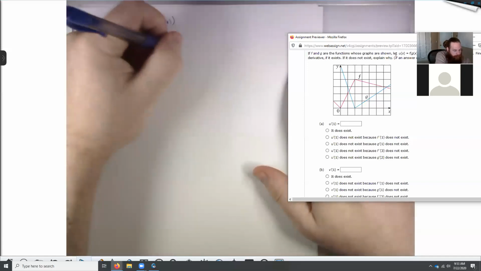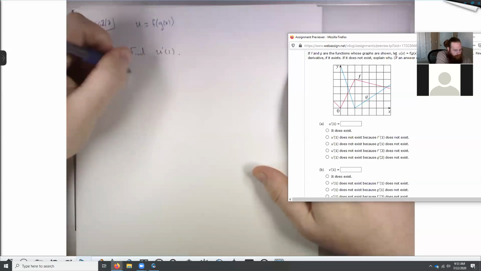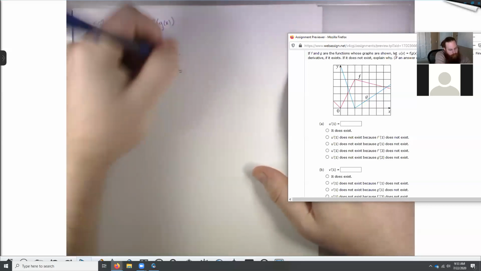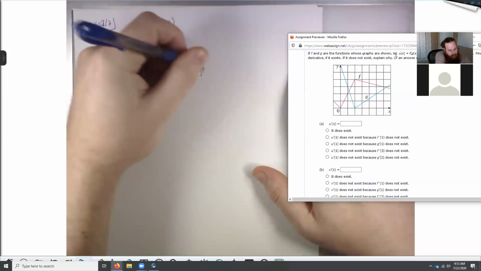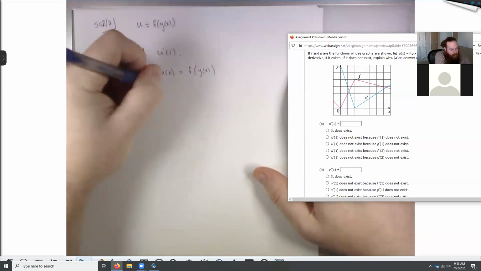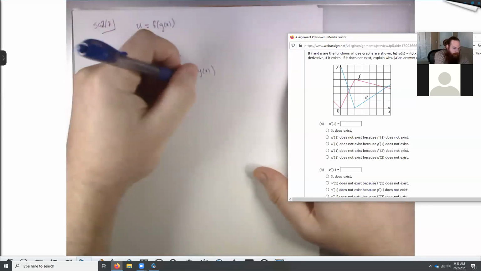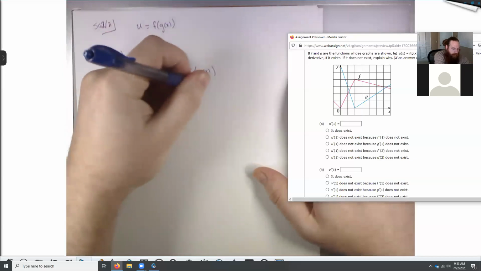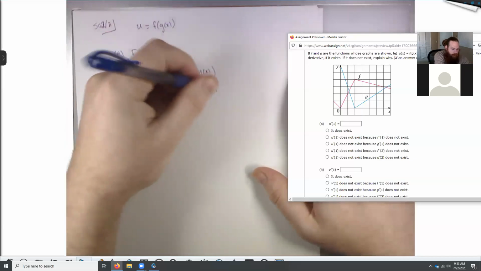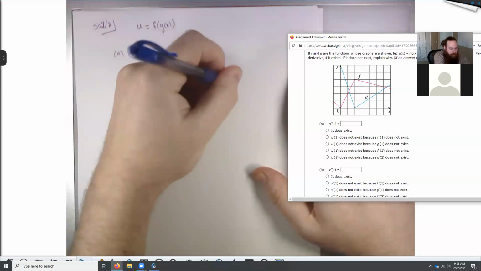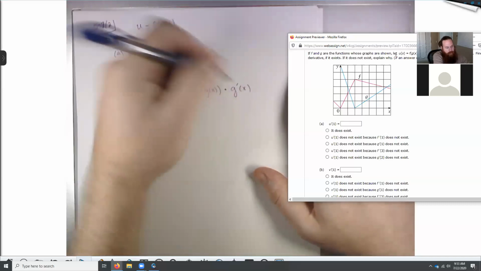Since U of x is f of g of x, U primed of x, this is a chain rule thing. You differentiate the outer function, leaving the inner function alone. So it's f primed of g of x. And then you multiply by the derivative of the inner function. So we're multiplying by g primed of x.